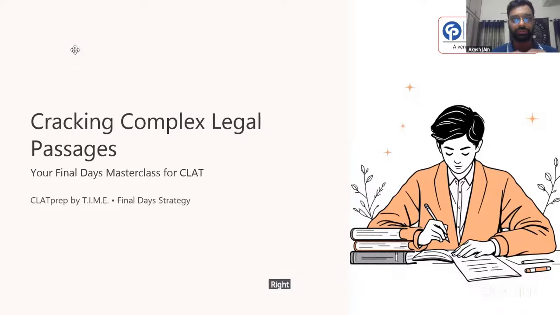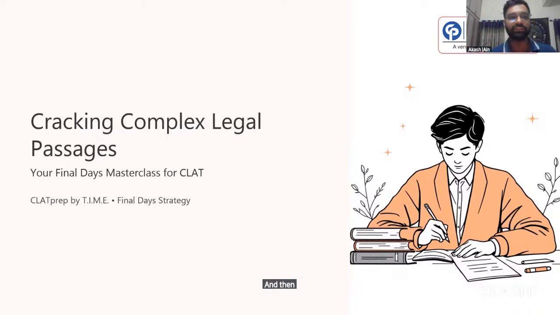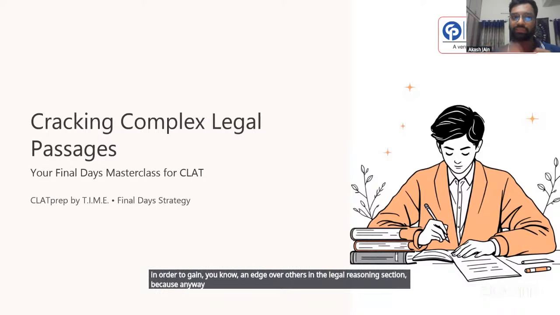Right. So first, we'll start the session with a general discussion on how to approach the legal reasoning section, what the nature of the section is, and what CLAT expects. And then we will delve into some special tips and tricks in order to gain an edge over others in the legal reasoning section.